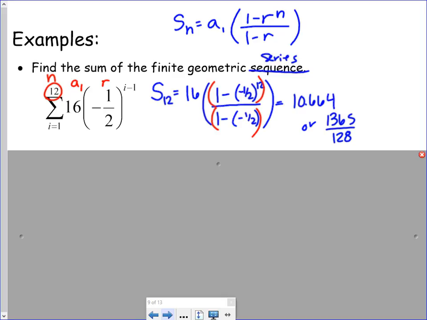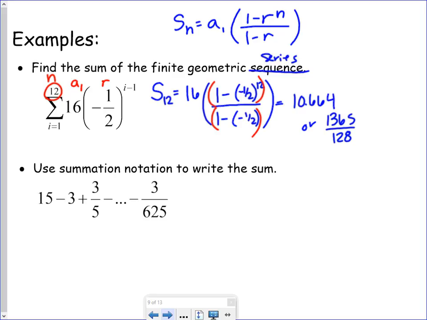Okay, now we have one other example where instead of finding the actual sum, we want to just use the summation notation to write the sum. So I want to put it back into that sigma notation. Think about the things that you would need for sigma notation. I'll start with my lower limit. I'm going to go ahead and call 15 a sub 1. So I'll use an index of i and say that i is equal to 1.